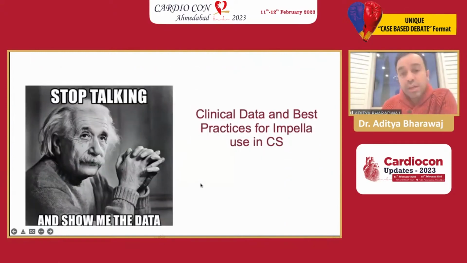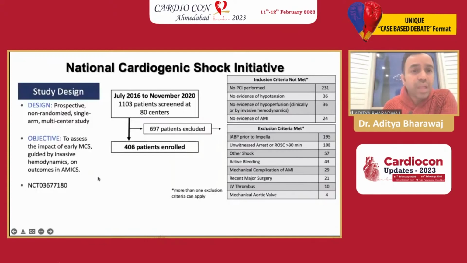So far I've just been talking mostly about all the physiology. So let's quickly review some data before we wrap up. The National Cardiogenic Shock Initiative, I think, was mentioned previously. We were part of this at Loma Linda. It's a prospective, non-randomized, single-arm, multi-center study. We enrolled about 406 patients. 697 patients were excluded, mostly because of standard inclusion-exclusion criteria.